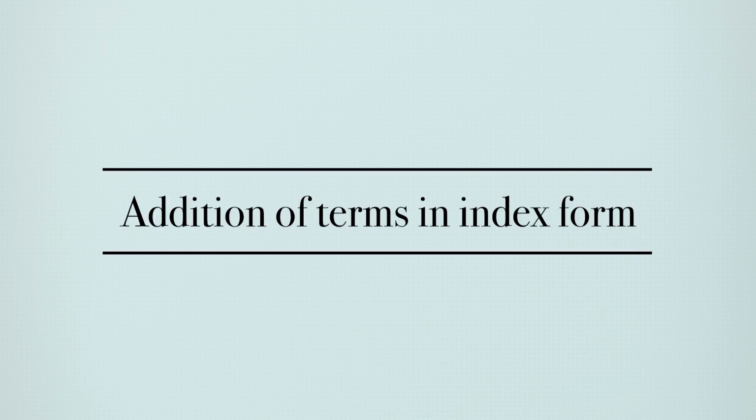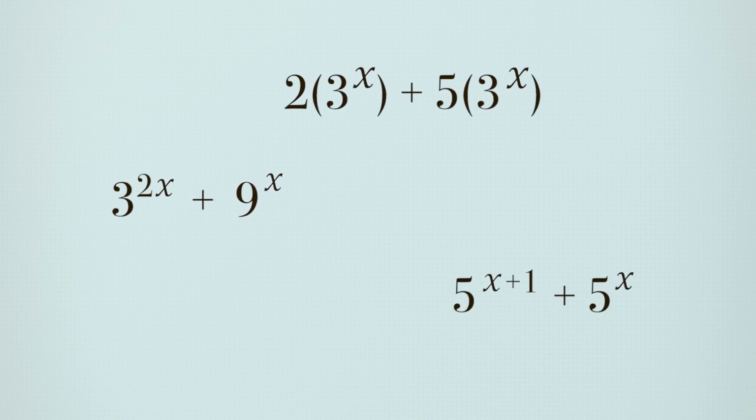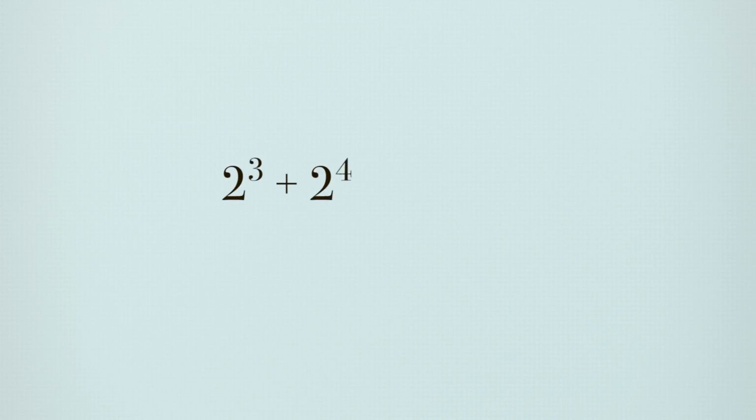In this video, we will look at how we can add terms in index forms and simplify expressions like these. First, let's look at this expression. How can we simplify it? We know 2 cubed is 8 and 2 to the power of 4 is 16. We can add the numbers together to get 24.